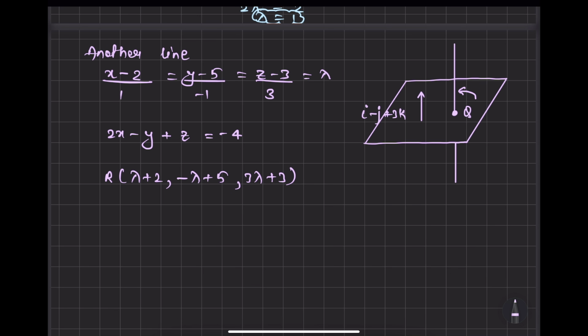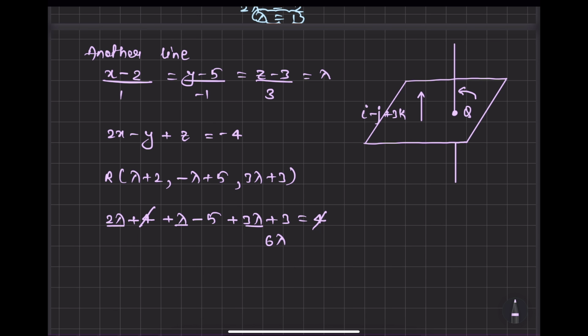Now this R will be common for the plane 2, so it will satisfy the plane 2. To get the value of R, we need to substitute there. So it is 2 lambda plus 4 plus lambda minus 5 plus 3 lambda plus 3 equals 4. Now you can simplify things. So 2, 3, 6. We got 6 lambda.